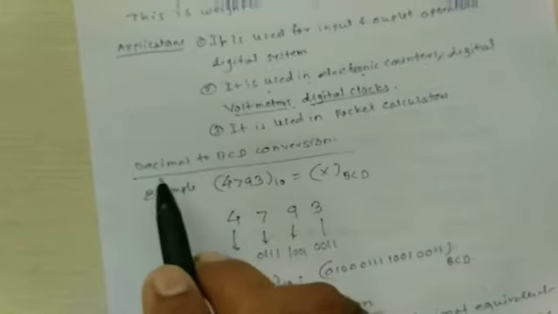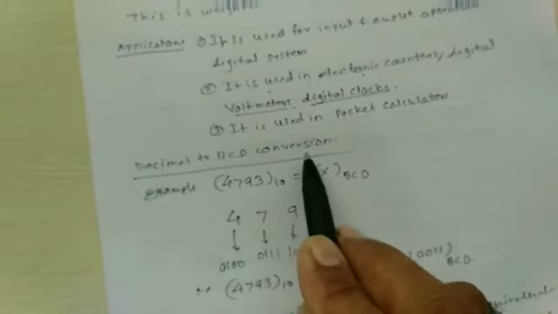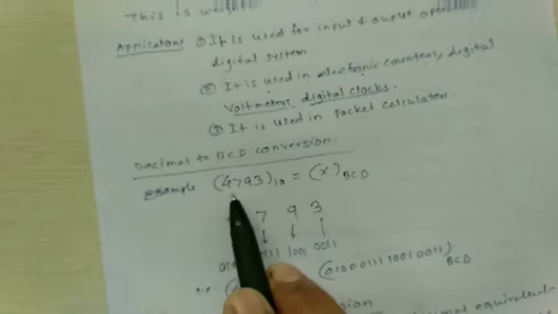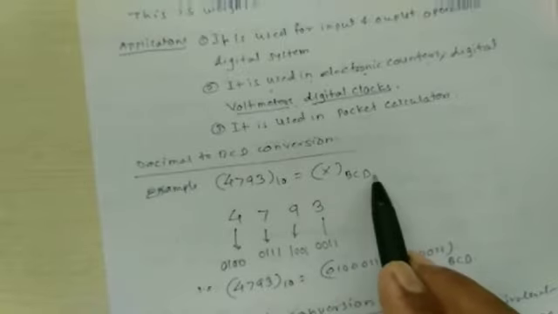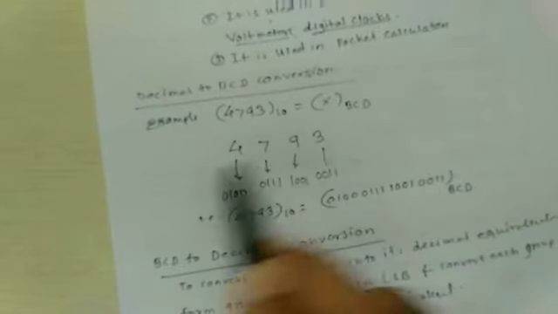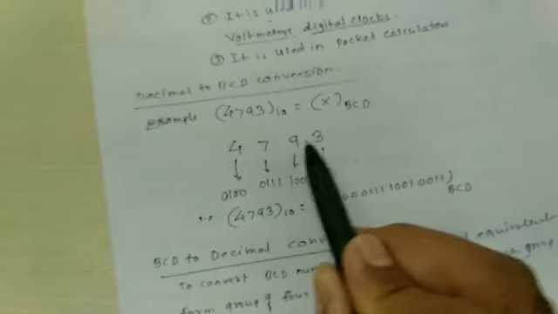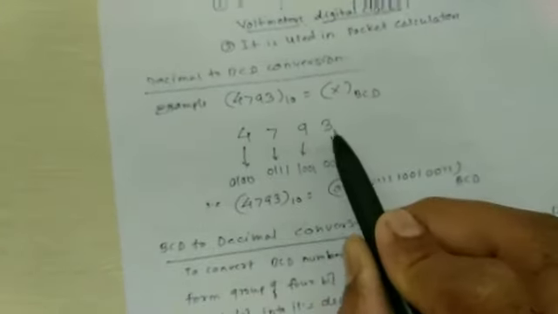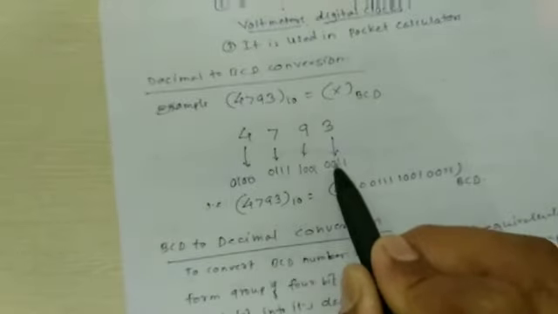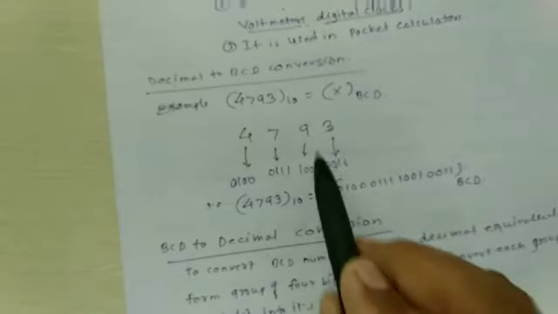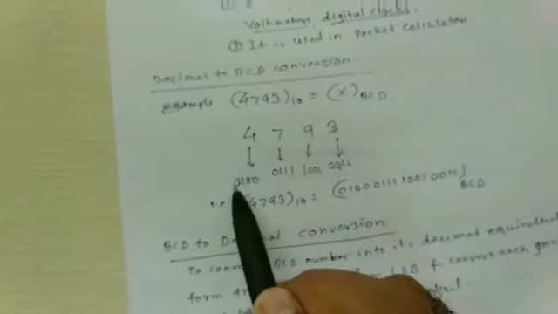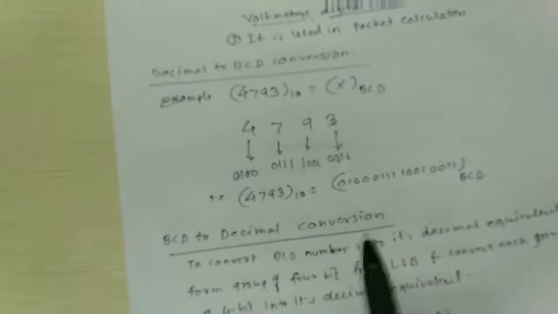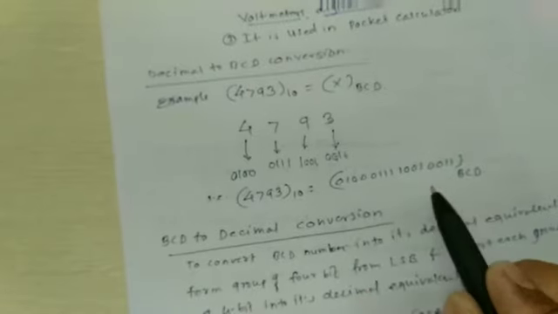So we have to convert the given decimal number into its BCD equivalent. Example, number 4793 decimal, we have to convert it to BCD. The procedure is to write the given number in such a way that there is some space or gap between adjacent digits. Then write the 4-bit binary equivalent of each number: 3 is 0011, 9 is 1001, 7 is 0111, 4 is 0100, and combine all these bits.